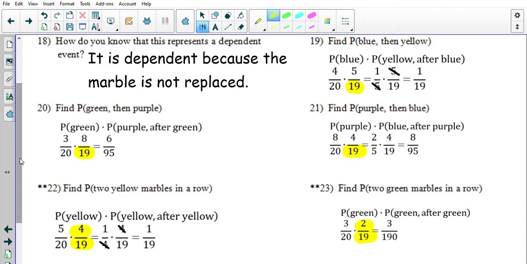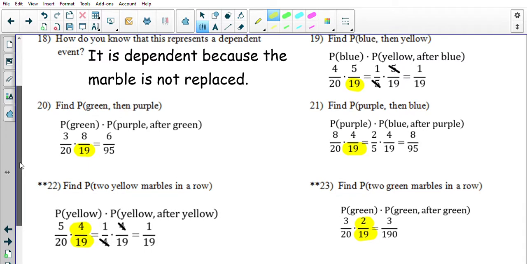I do want to mention that every time we start a new problem, we're going back to what we originally had in the jar or container. We're not continuing to decrease the amounts of each.